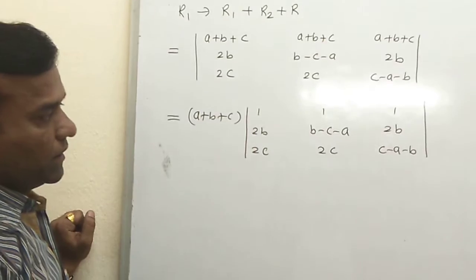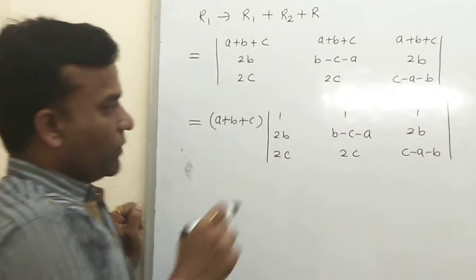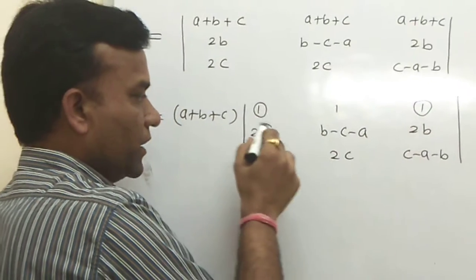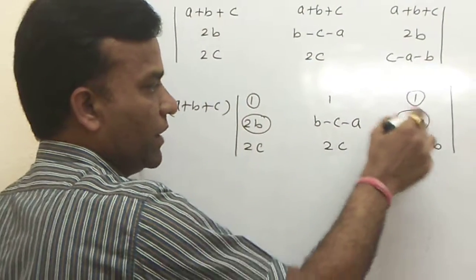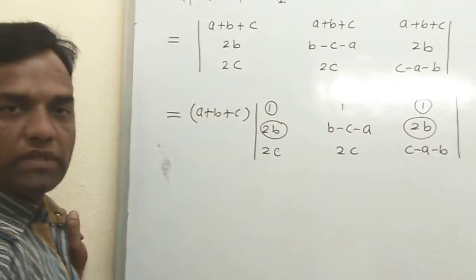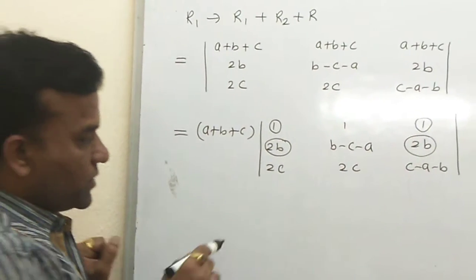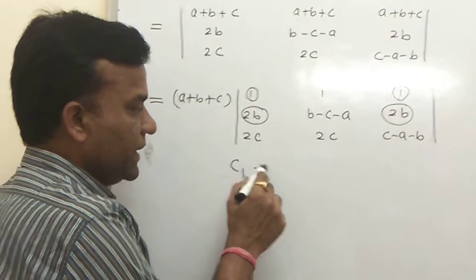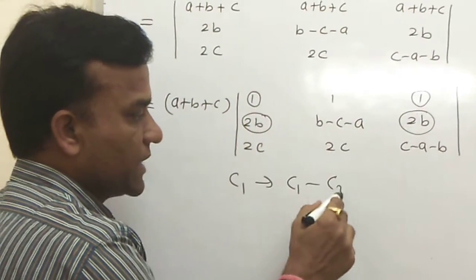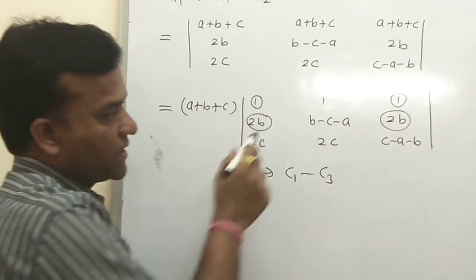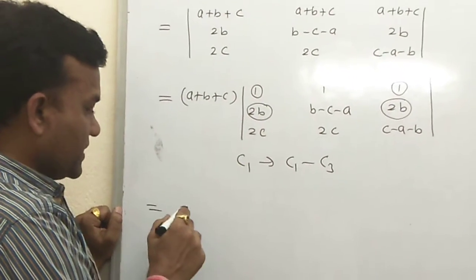Okay, then here we have 1 also, and 2b and 2b we have here. So which type of operation do you apply? With a single operation you get the answer. So we write c1 tends to c1 minus c3, because there are zeros in pair. So you apply this operation, and you get your answer in the form of 0.